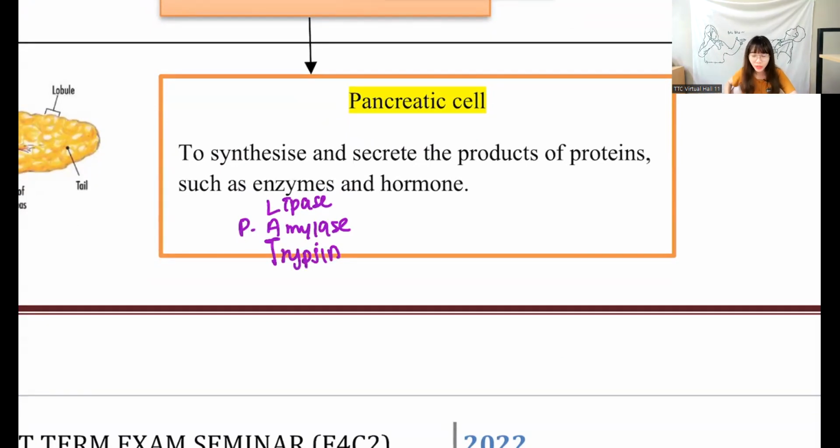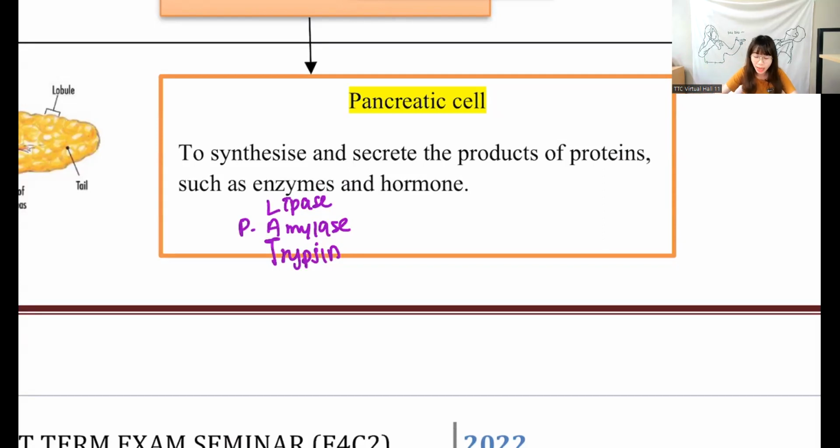From your mouth, in all of the digestive system, we don't use protease. We use trypsin, erepsin, and pepsin. So trypsin is the word that we use for the pancreatic cell. We don't use protease anymore. But protease is not wrong, just that we don't use it in Form 4 anymore. So we have lipase, pancreatic amylase, and also trypsin.